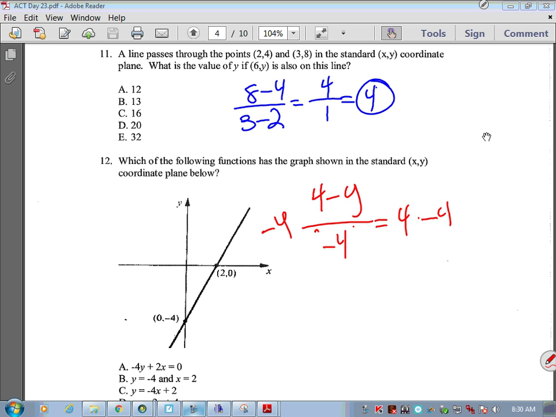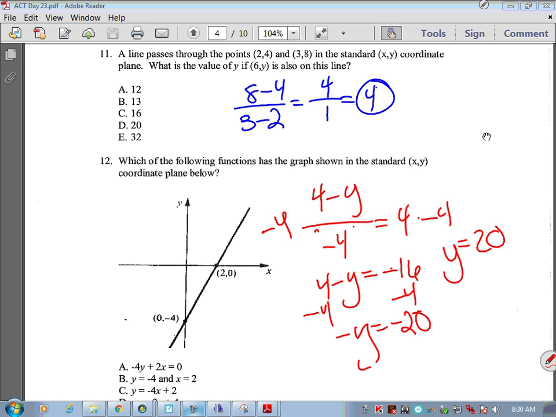All right, so I'm getting 4 minus y equals negative 16. I'm going to subtract 4. Negative y equals negative 20. Divide by negative 1. y equals 20. And that's it, which is a lot easier than however I did it originally. Okay. Does that help you out? We understand that.